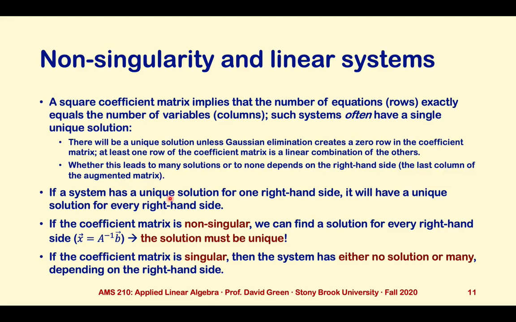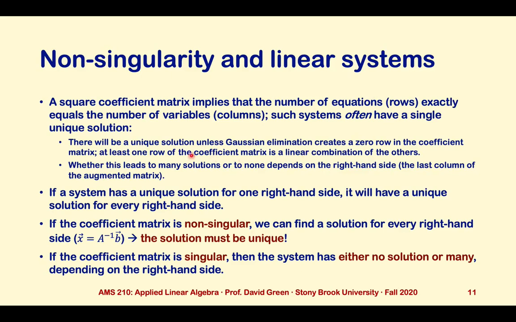Now, let's think about this a little bit. If the coefficient matrix is non-singular, that is, it has an inverse, we've just seen that we can find a solution for any right-hand side. The product A inverse times B will be well defined for any possible right-hand side, which means we will be able to find a solution for any possible right-hand side.